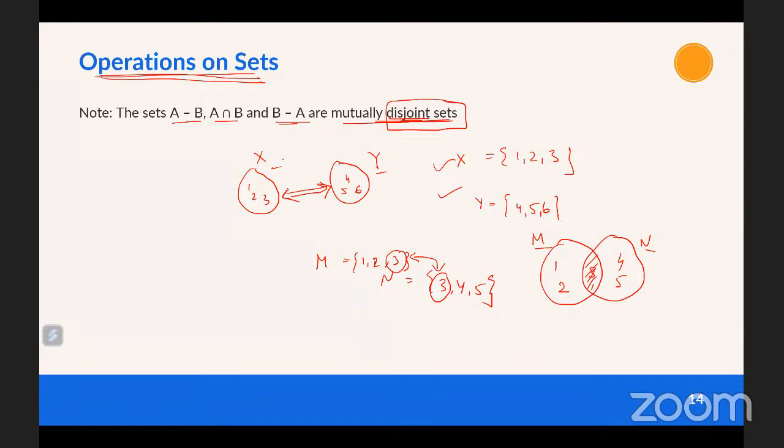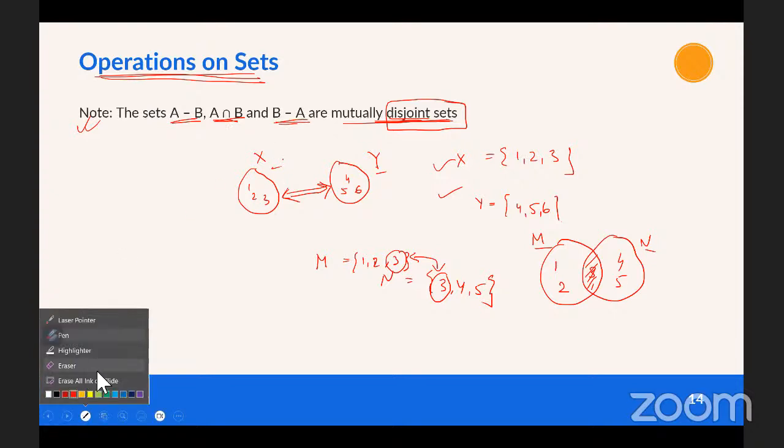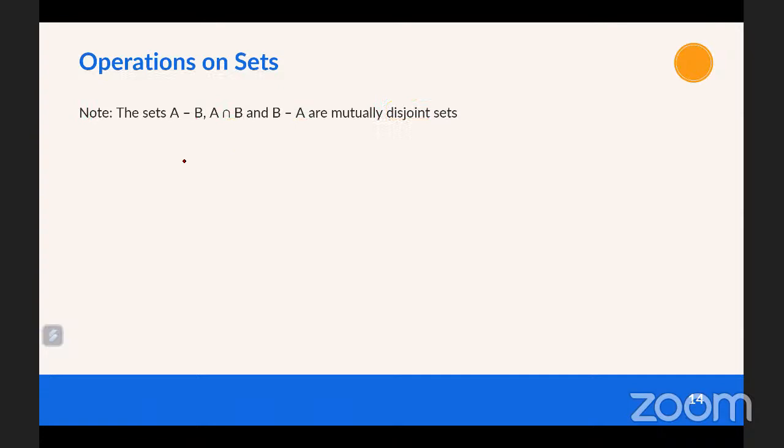So two sets are disjoint when they don't have any common element. Now what this note is saying is A minus B, A difference B, sorry, A intersection B and B minus A are disjoint. So I'll erase this and I'll show you how this is true. I'll draw two sets. We can take a few cases in this case.